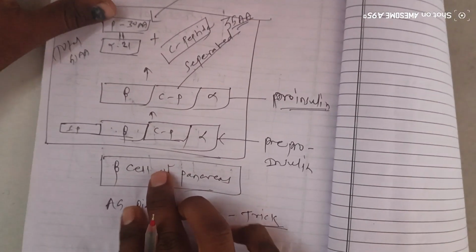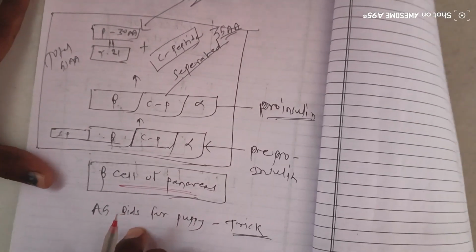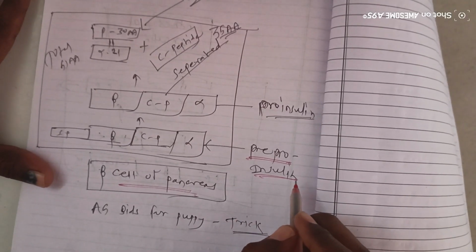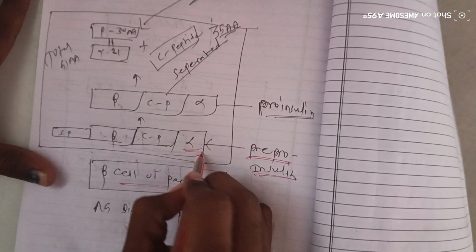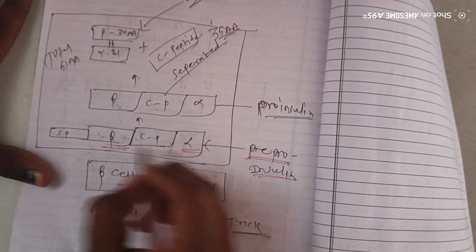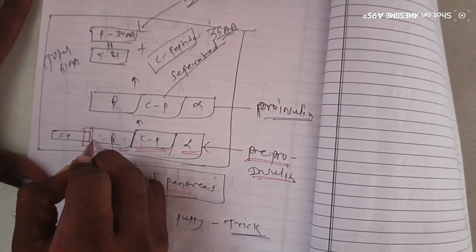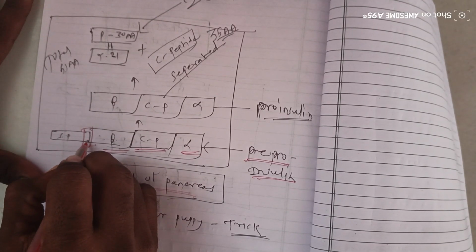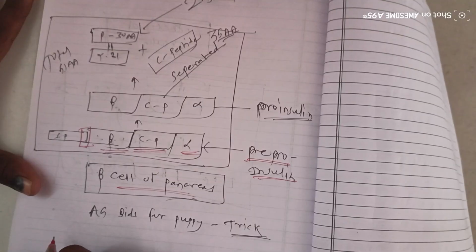This is the beta cell of pancreas. In the beta cell of pancreas, first of all, pre-proinsulin is formed. Pre-proinsulin is composed of four things: alpha chain, beta chain. Alpha chain and beta chain are connected to each other by C peptide, and this is the amino terminal of the beta chain. Signal peptide is attached to the amino terminal of beta chain of pre-proinsulin.